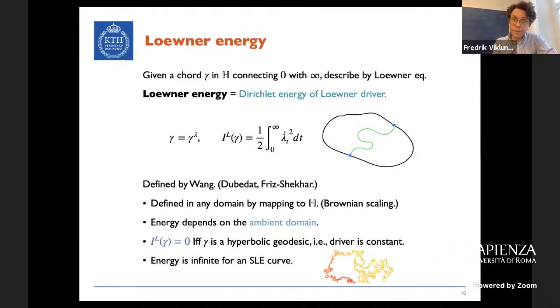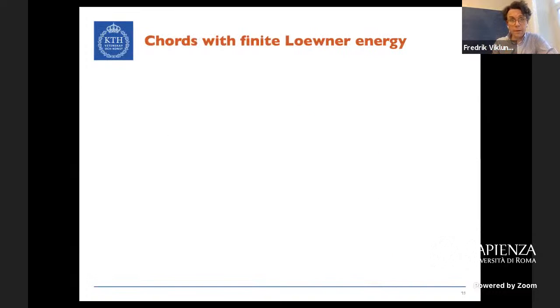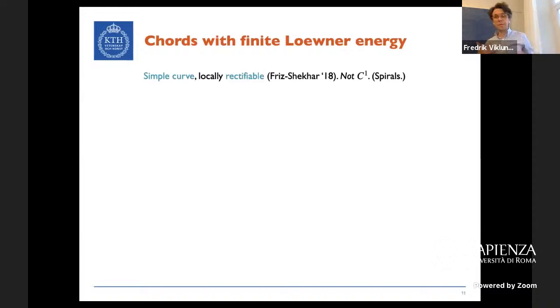Okay, but of course, for an SLE curve, the energy is going to be infinite, right? Because for Brownian motion, this Dirichlet energy is almost surely infinite. Okay, so we are now interested in understanding something about chords with finite Loewner energy, meaning the driving function has finite Dirichlet energy. Okay, so what sort of curves are they? Well, we know that at least SLE curves are not allowed.